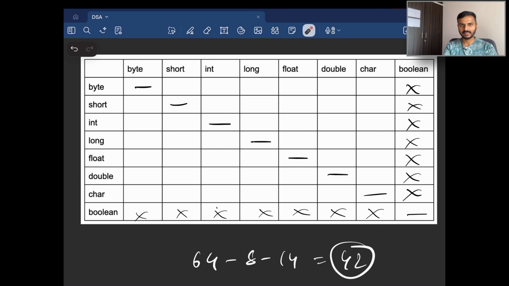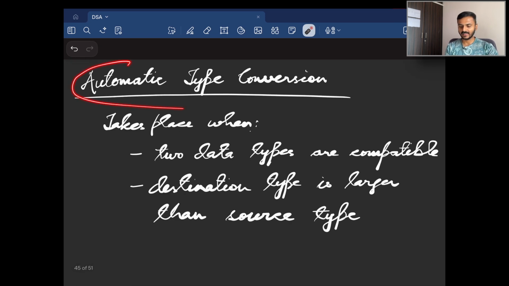So let's talk about these 42 pairs. Now, these 42 pairs can be categorized into 2 categories. One, where the conversion takes place automatically, and this is called automatic type conversion. Now, automatic type conversion happens when the 2 data types are compatible and the destination type is larger than the source type. So let's understand what these two mean. And once you have a good understanding of what these two mean, you'll be able to identify which of those 42 pairs will undergo automatic type conversion and which one won't.